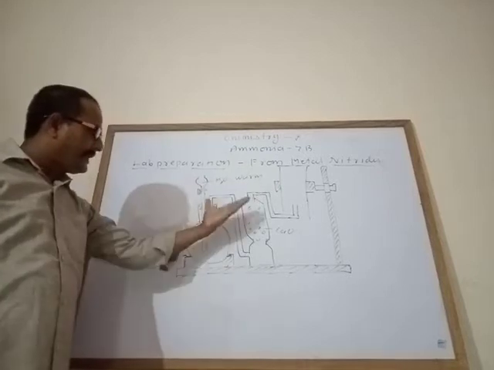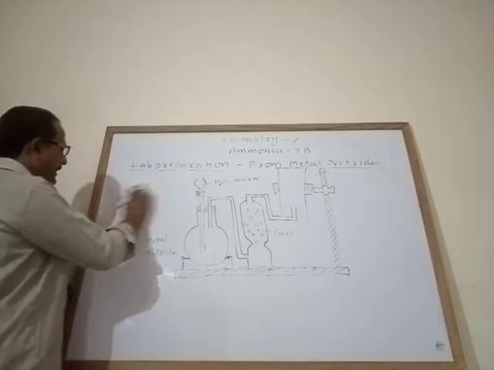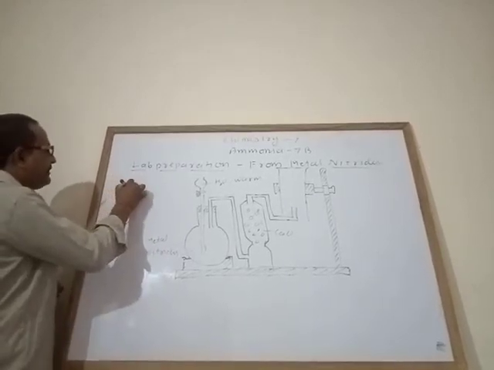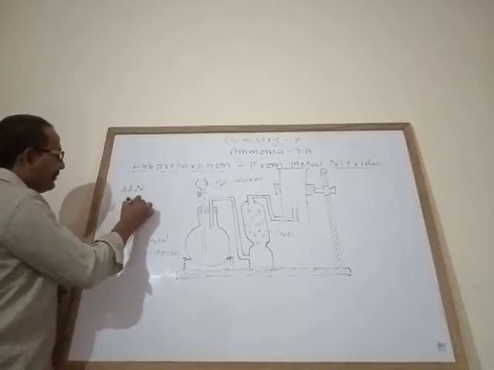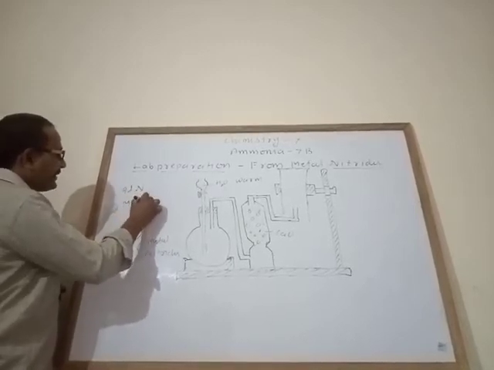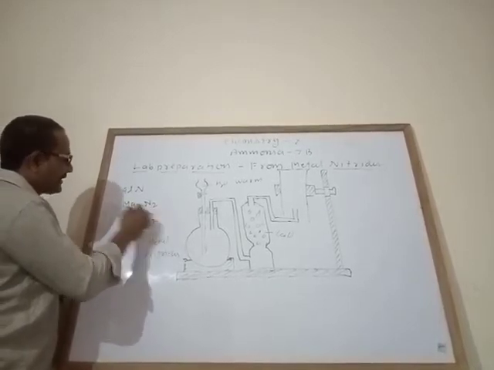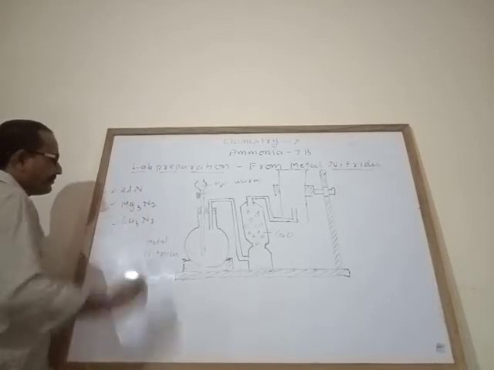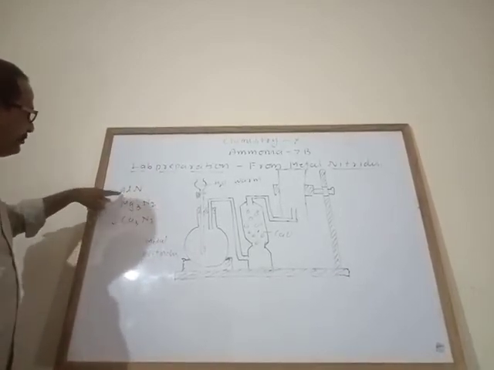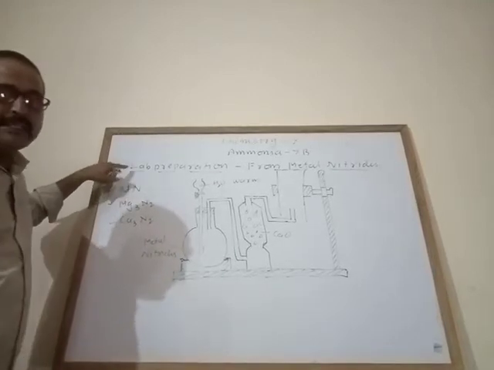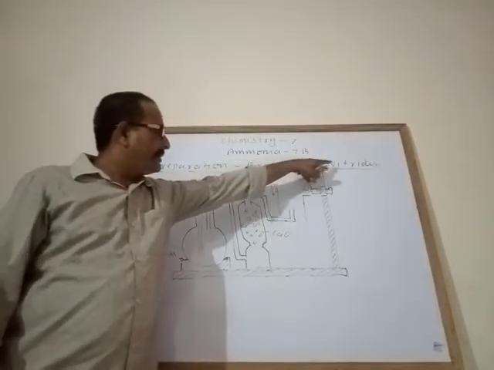First you see the diagram. See that here I have taken metal nitrides like aluminium nitride, magnesium nitride, calcium nitride. Three metals I have taken: calcium nitride, magnesium nitride, aluminium nitride. How can you prepare the ammonia from metal nitrides?